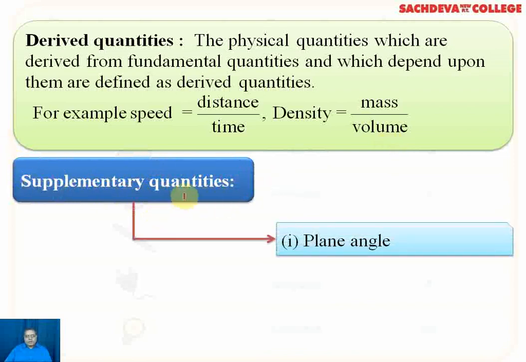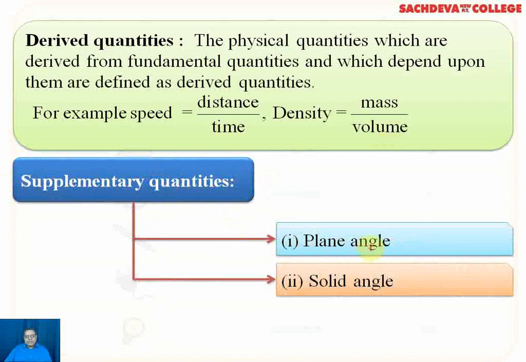Now we come towards supplementary quantities. Supplementary quantities are, number one, plane angle, and the other is solid angle. The plane angle is concerned with 2 dimensions, whereas solid angle is concerned with 3 dimensions. In plane angle, we consider a circle. In the solid angle, we consider a sphere. The sphere will be a 3D picture, whereas the plane angle will be a 2-dimensional picture.